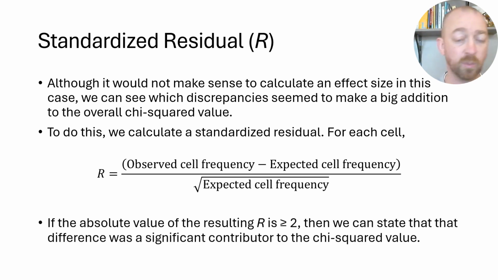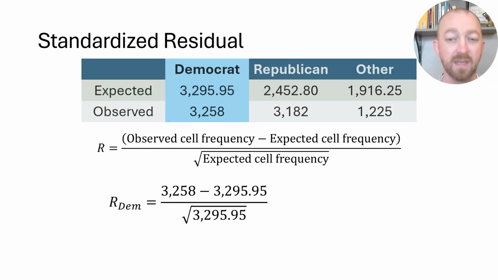Now, the way that we tell whether it was a significant contributor or not is if the absolute value of the resulting R, or standardized residual, is equal to or greater than 2, we can then say, yes, this was a significant contributor to the chi-squared value. So let me show you how to do that really quickly. It's not very difficult. So let's now see how to do this for the first cell. The first cell, of course, corresponds to the Democrats.